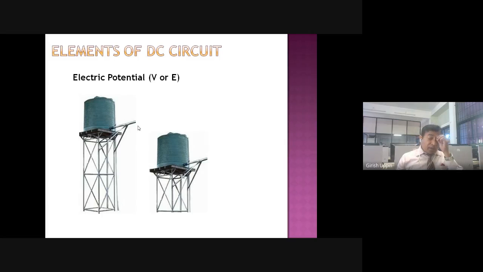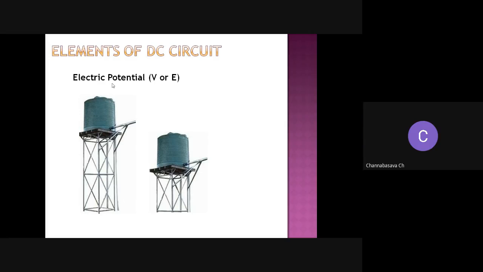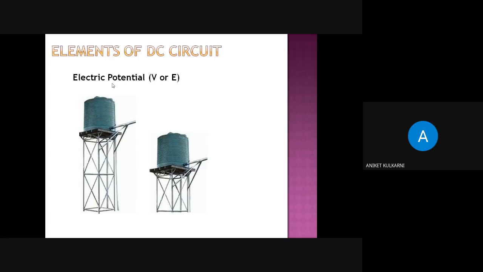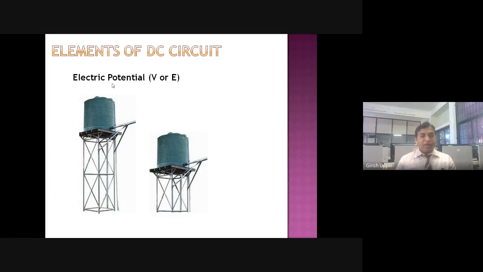Next element that we are going to understand is electric potential. Electric potential is represented as V or E. So first of all, what is the meaning of potential? Anybody? English meaning. In general, what do we understand by potential? Energy. Anybody else? Strength. Stored energy. Capacity. Storage capacity. Capacity, very good.